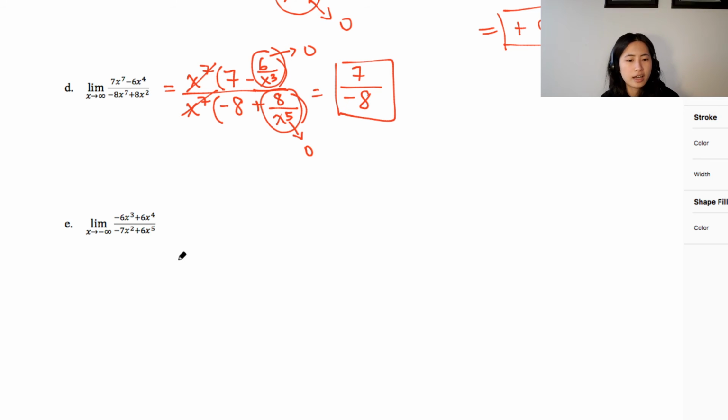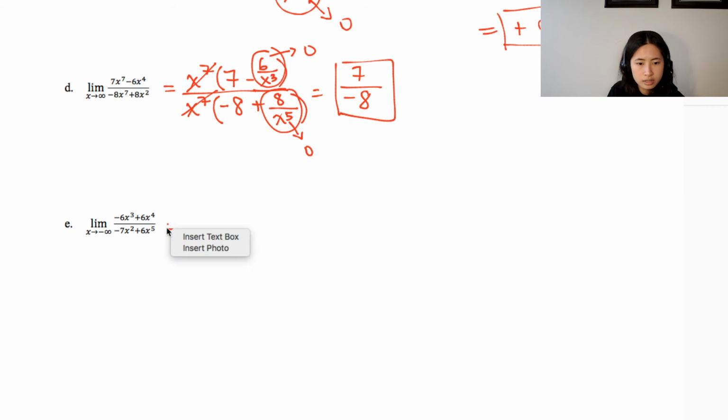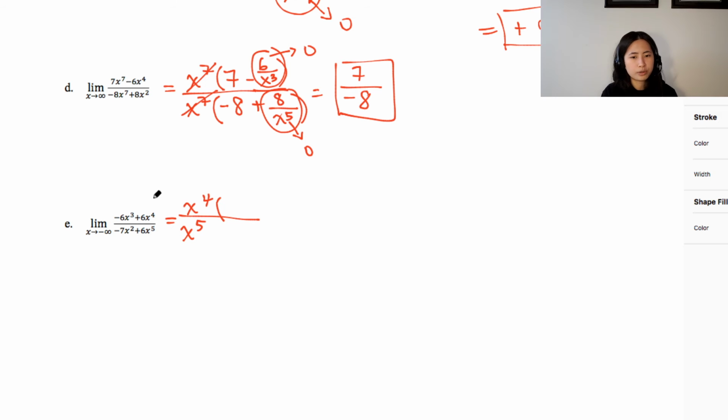So for part E, yes, same thing. We're going to factor out the highest power of x. In our numerator, that would be x raised to the power of 4, and in our denominator, that would be x raised to the power of 5. So going back to our numerator, when you factor out x to the power of 4, that would be negative 6 over x, plus 6.